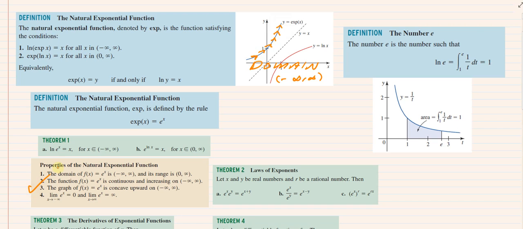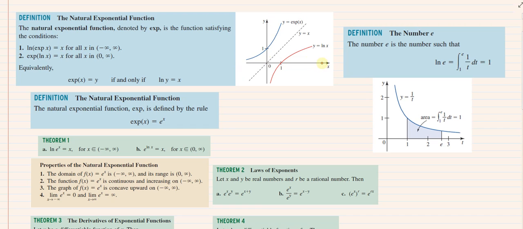Item number 3 here, the graph is concave upward over the entire domain. And you can see that the concavity of the curve is in an upward manner. So those are some of the properties of this natural exponential function. And item 4, the limit as x goes to negative infinity, meaning x gets very small, the function approaches 0. As x gets very large, approaching infinity, the function shoots up, goes to infinity. That's what property number 4 indicates.